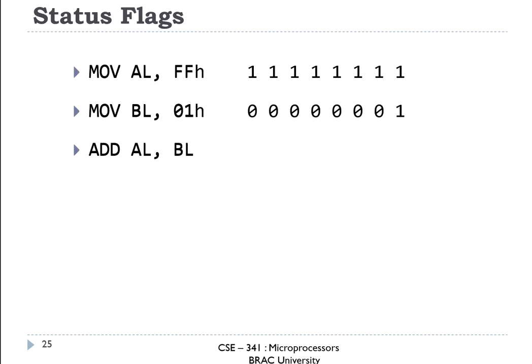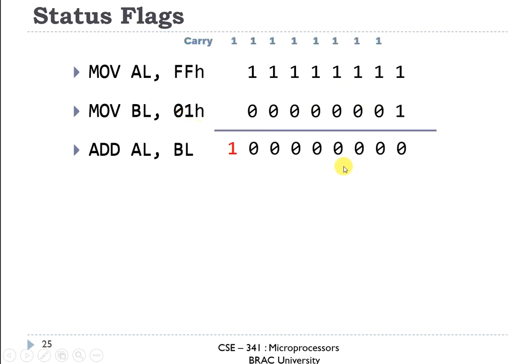Let's quickly look at another example. Assuming we want to add two numbers FFH and 1, we first convert them in binary and then we add them. As you can see, the numbers given up here are the carry bits, and this is the final result of our answer. To determine our status flags, we only consider the 8 bits because we are adding two 8-bit numbers and we expect our value to be 8 bits.